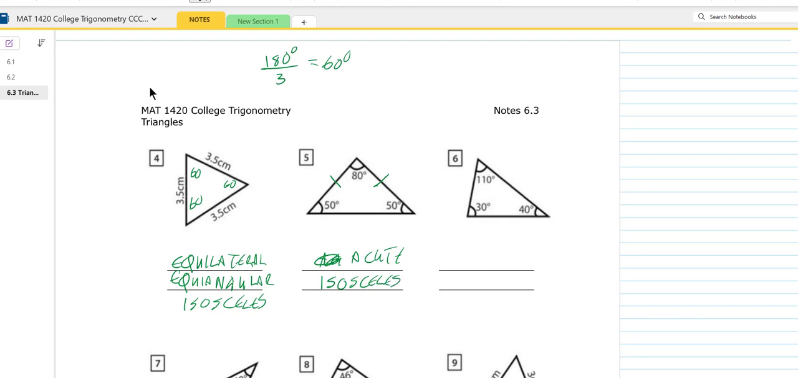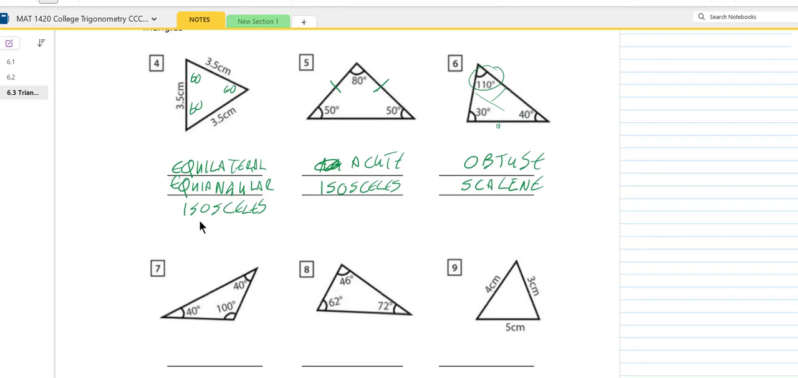Okay, next one, it looks like you have an obtuse angle. So this would be an obtuse triangle. And as far as the sides, even though I didn't give you what the sides are, it's easy to realize that since all of these angles are different, then all of the opposite sides would also have to be different. So that would be a scalene triangle.